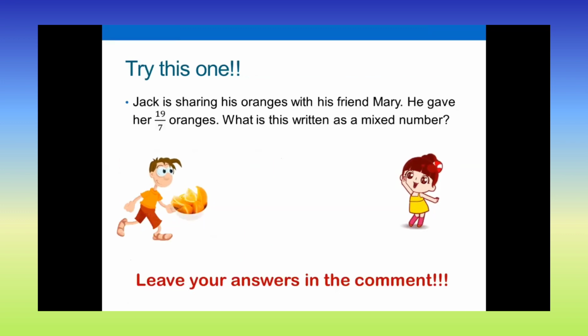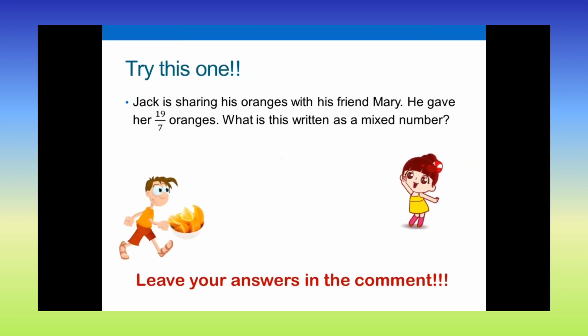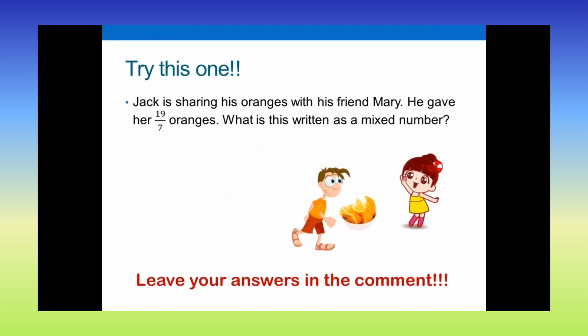Now, you are going to try this one. Jack is sharing his oranges with his friend Mary. He gave her 19 oranges. What is this written as a mixed number? Now you can pause the video right here so you can work on this one. Please leave your answers in the comments.